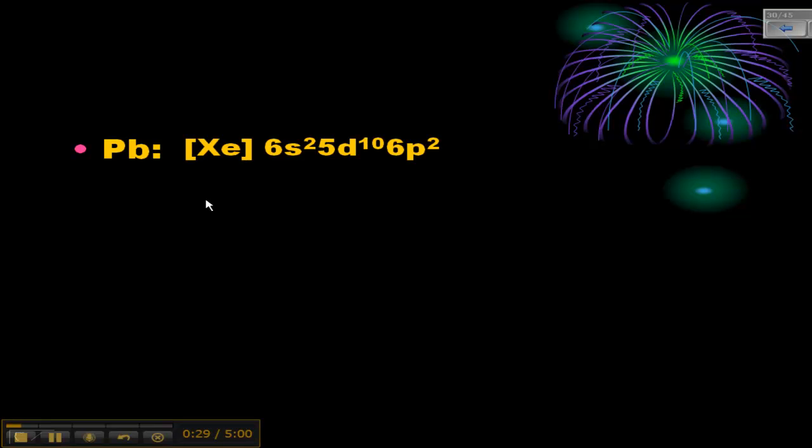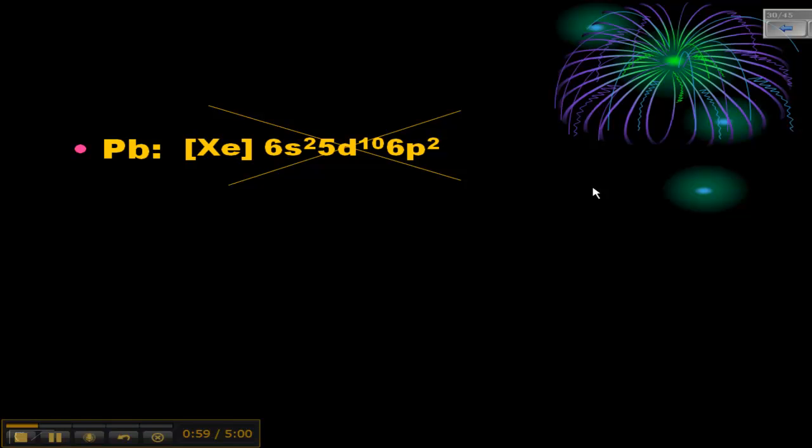Most of you probably got this answer here, 6s2, 5d10, 6p2. But when we count these and add them up, xenon is 54, plus 2 is 56, plus 10 is 66, plus 2 more is 68. Well, lead's atomic number is 82. So 82 minus 68 is how many off? It's off by 14. So what we have missed is our f sublevel.